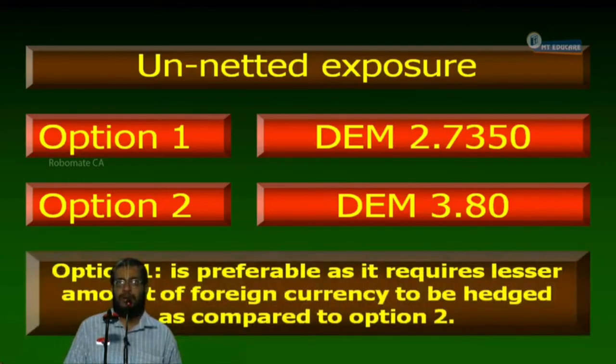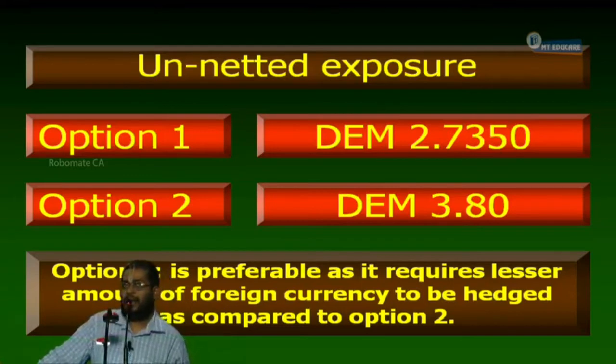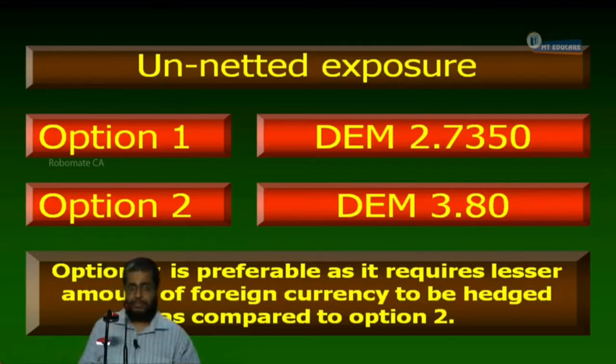Option 1 is preferable as it requires a lesser amount of foreign currency to be hedged.